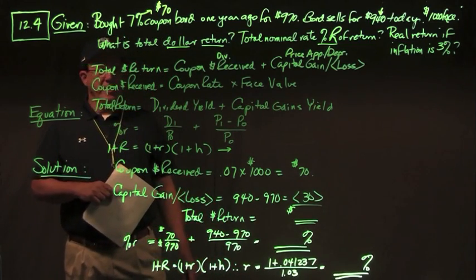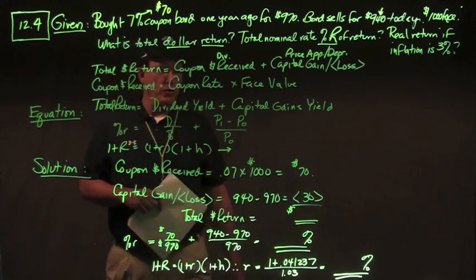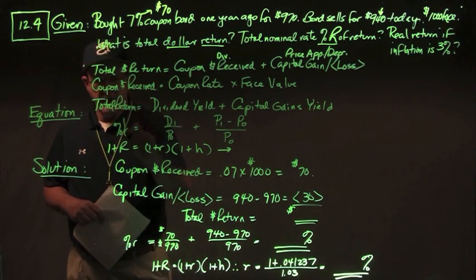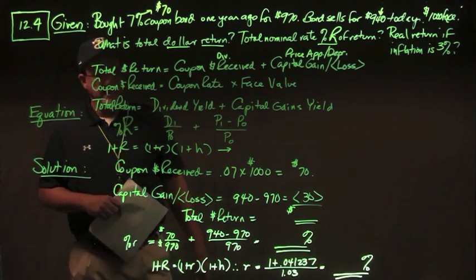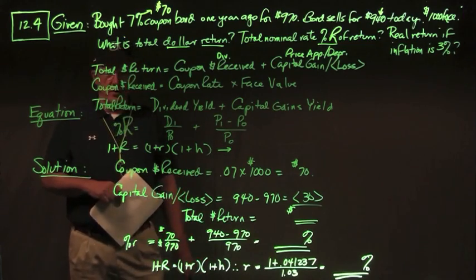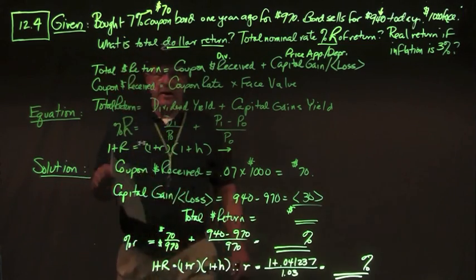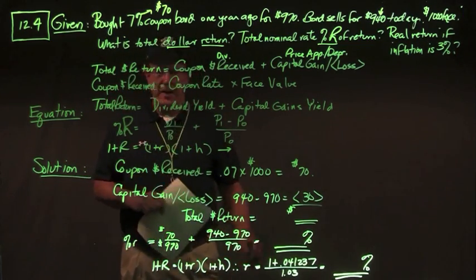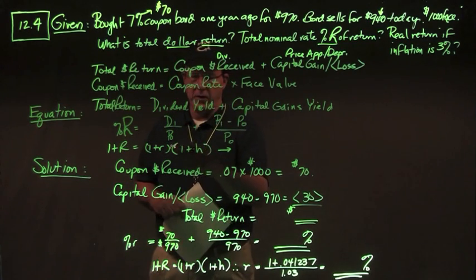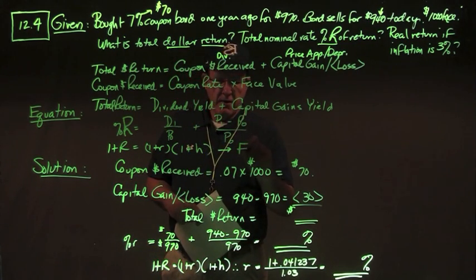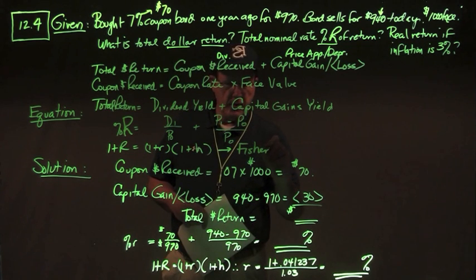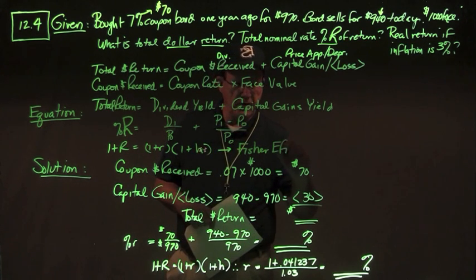The total return is dividend yield plus capital gains yield. And in this case, we're going to pose that as large R because that's the way Dr. Fisher likes to show it in the Fisher effect. And here's the Fisher effect equation: 1 plus big R equals 1 plus little r, 1 plus real, times 1 plus inflation. From chapter 7, we learned this. We learned that this is the Fisher effect.